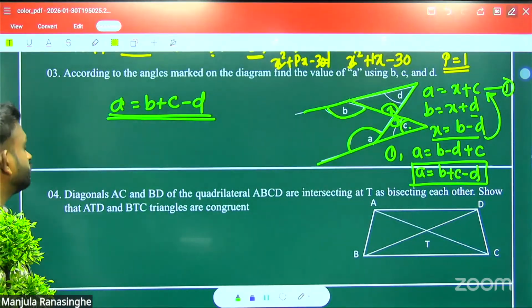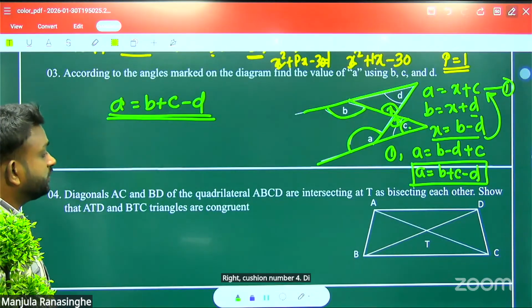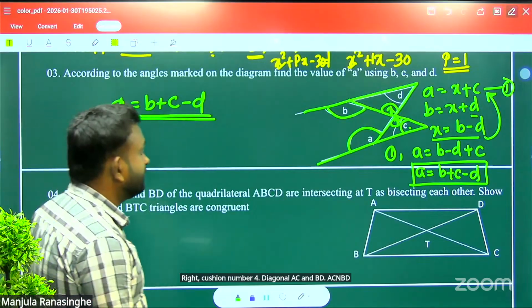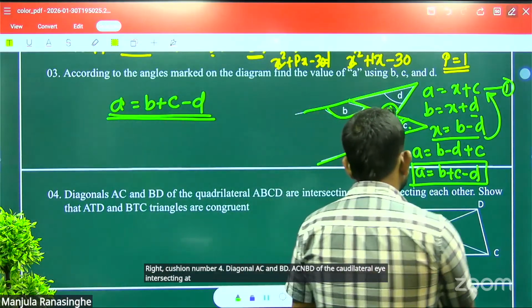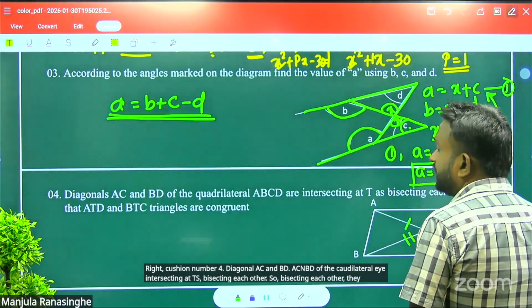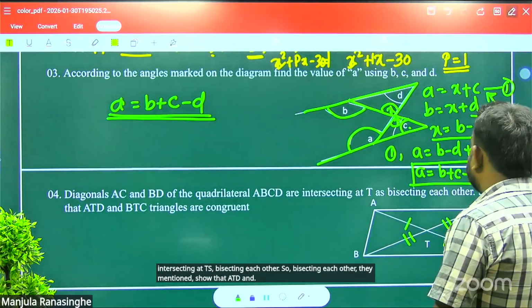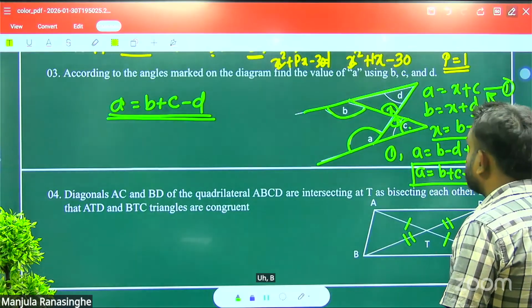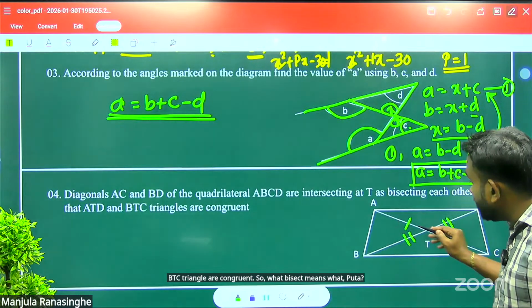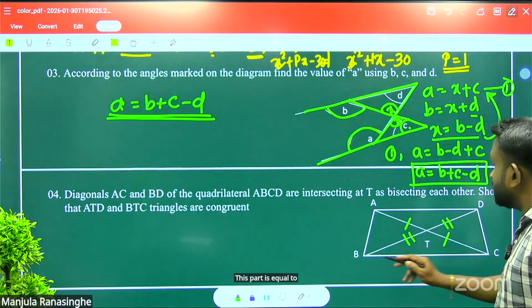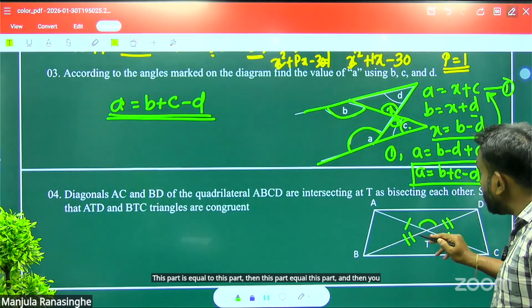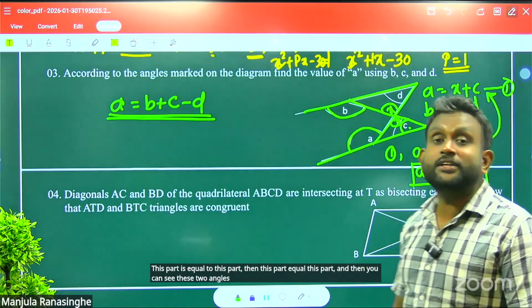Right. Question number 4. Diagonals AC and BD of the quadrilateral are intersecting at T, bisecting each other. Show that triangles ATD and BTC are congruent. Bisect means this part is equal to this part, and this part is equal to this part. And you can see these two angles are equal, vertically opposite angles.